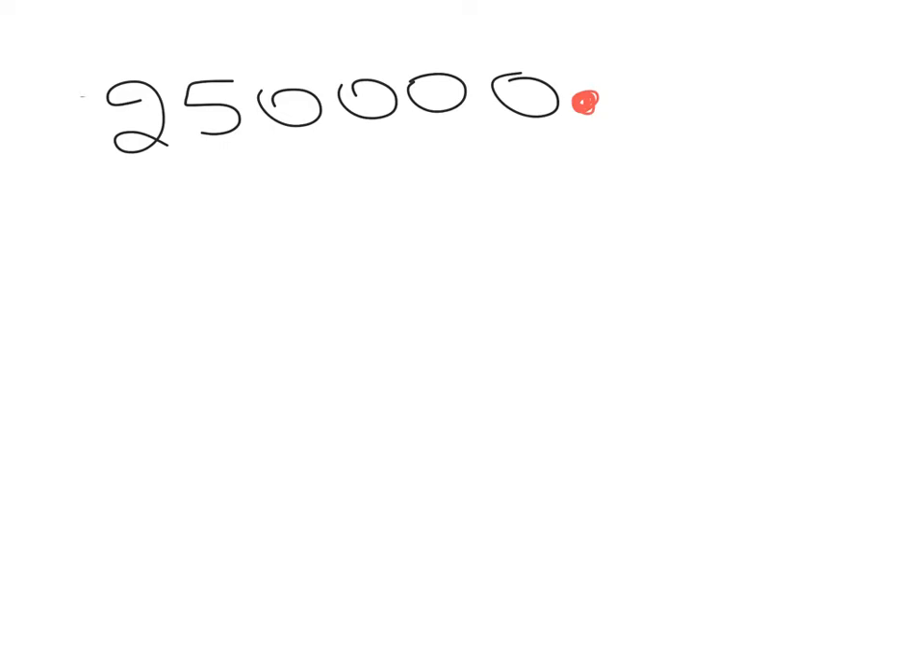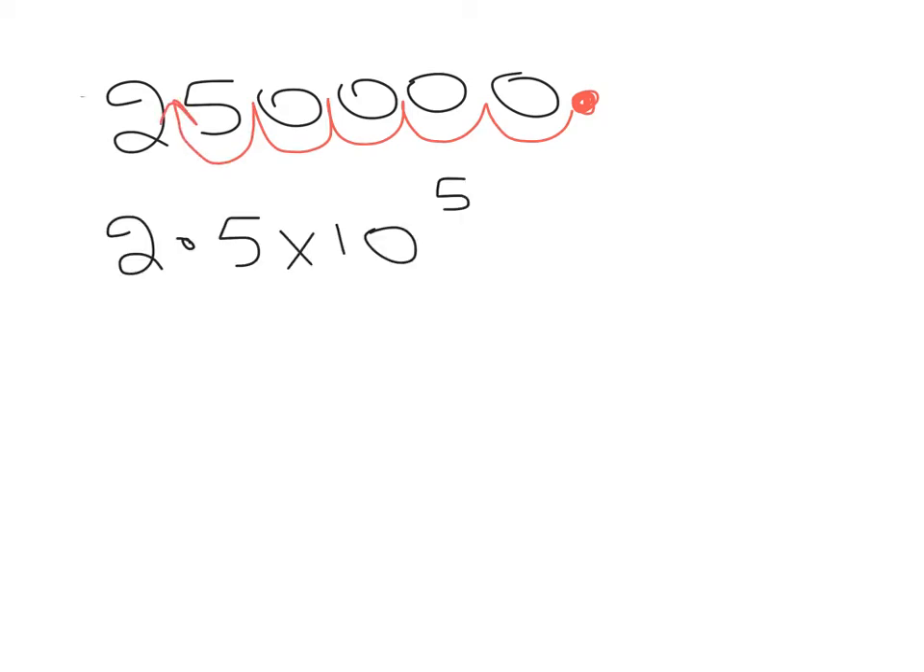So it is going to move 1, 2, 3, 4, 5 places. So written in scientific notation, it is 2.5 times 10 to the power 5. The power being the number of places the decimal point had to move to get to here.